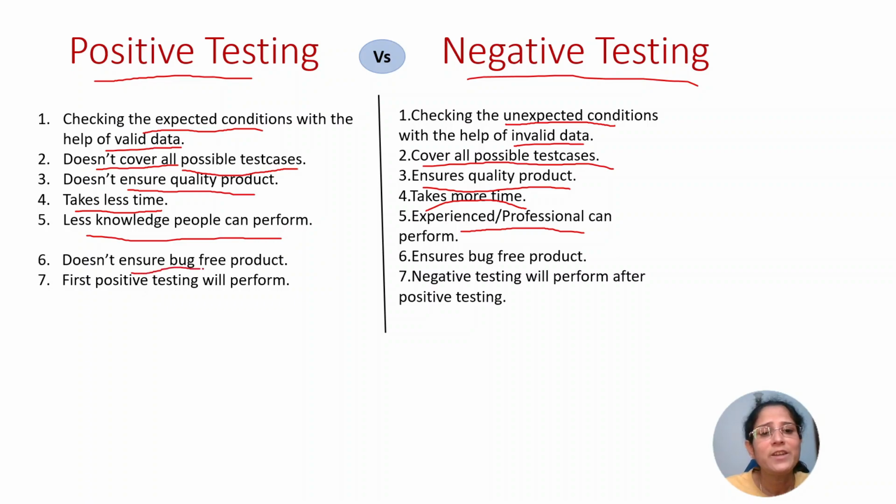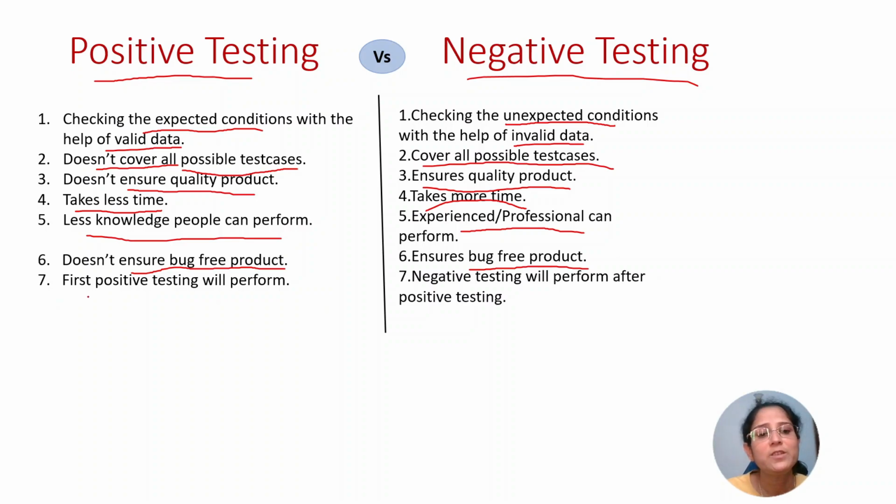Positive testing doesn't ensure a bug-free product. Why? Because here we are just testing the application according to the requirement. Beyond that we are not thinking. But negative testing ensures a bug-free product, because here we are using our skill sets, domain expertise and past experience to think of all the possible scenarios beyond whatever the customer can think. We are using different permutations and combinations of test data to make the application more stable and reliable. That is why negative testing ensures a bug-free product.